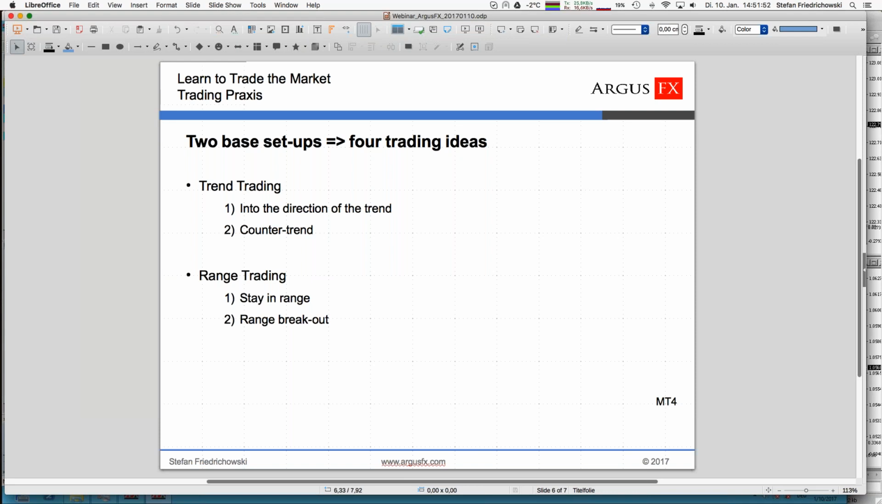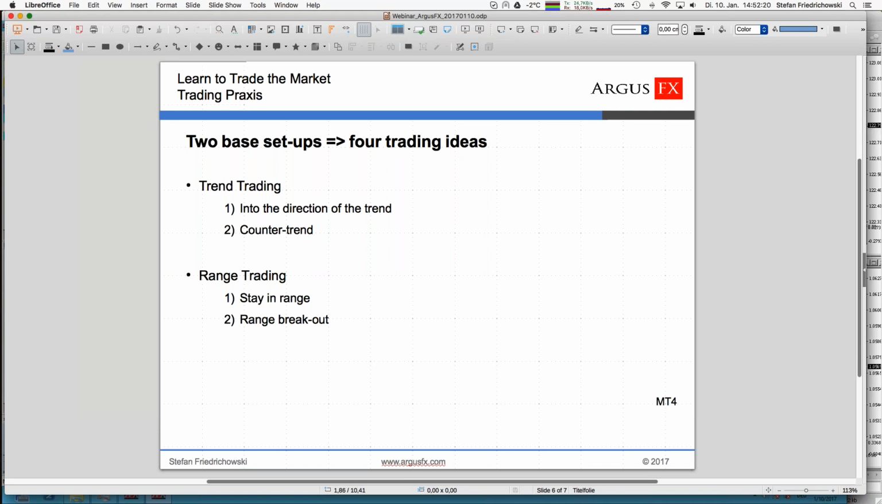Another one could be that we do exactly the opposite. That means, under the name counter trend, we think that trend comes to an end. That has been long enough. It's time for a correction. And that correction is always into the opposite direction. And therefore, the setup is called counter trend.